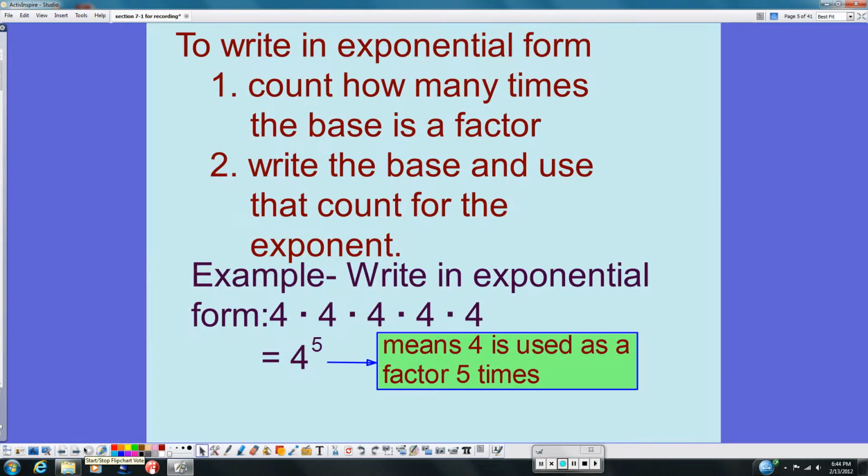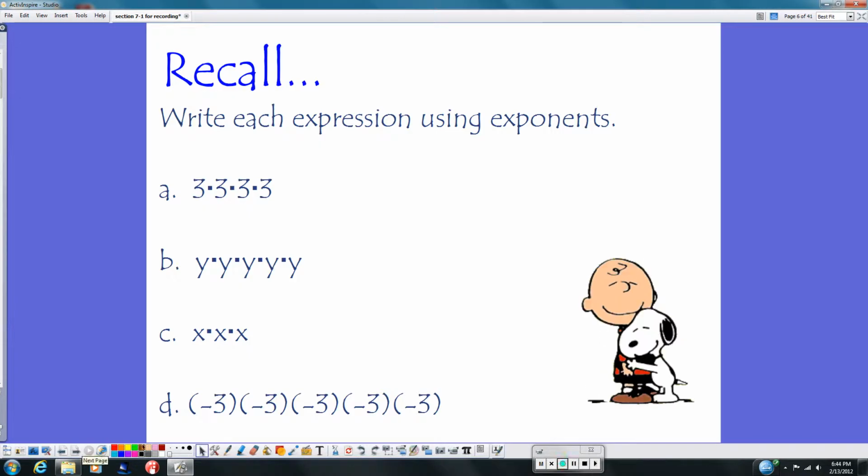To write in exponential form, you're going to count how many times the base is a factor, and then you're going to write the base and use that count for the exponent. So, for example, here I have 4 times 4 times 4 times 4 times 4. Well, since the 4 is repeated, that's the base, and it's repeated 5 times, so that means the 5 is the exponent. Let's practice. I want you to rewrite each of these expressions using exponents.